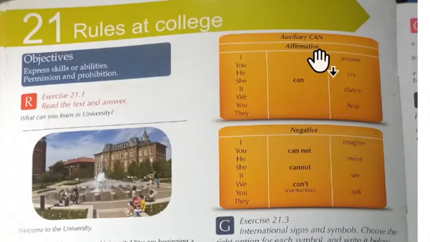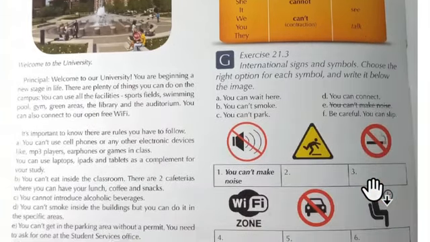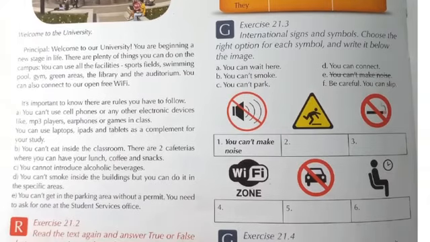In the affirmative, we use the subject pronoun plus can and the verb in simple form. In the negative, your subject pronoun plus cannot, or can't, and the verb in infinitive. Okay? Now, we're going to check the first exercise, which says Exercise 21.3, International Signs and Symbols.